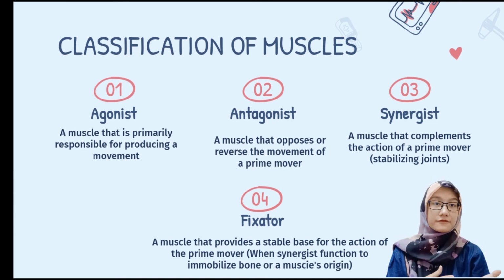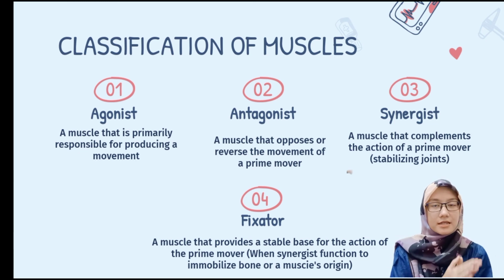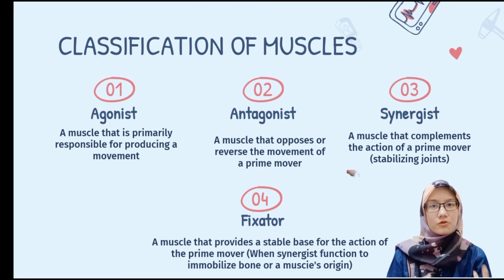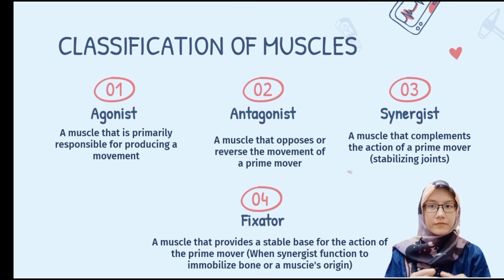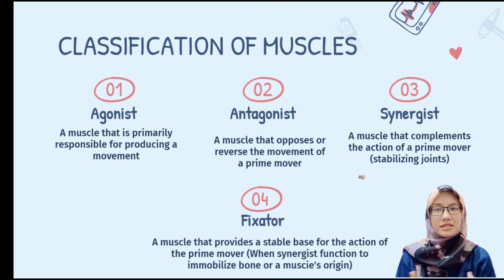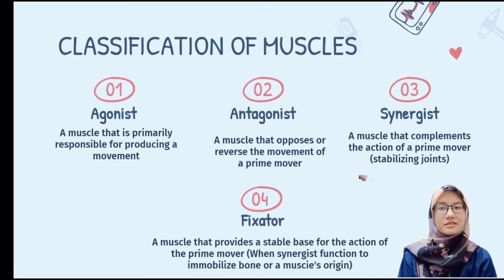Okay, for the next part of classification of the muscle, it is synergist. What is a synergist? A synergist is a muscle that stabilizes the joint around which movement occurs, which in turn helps the agonist function effectively. Synergist muscles also help to create the movement. For example, in the bicep curl, the synergist muscles are the brachioradialis and brachialis, which assist the bicep in the movement and stabilize the elbow joint.